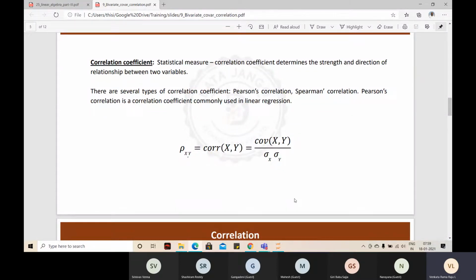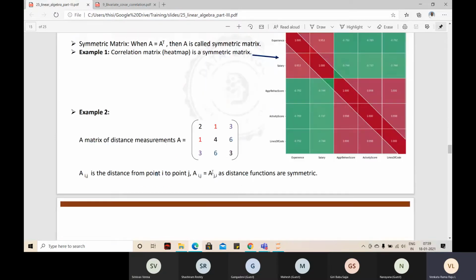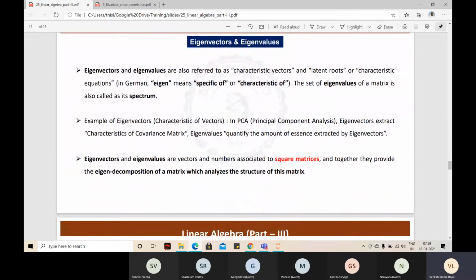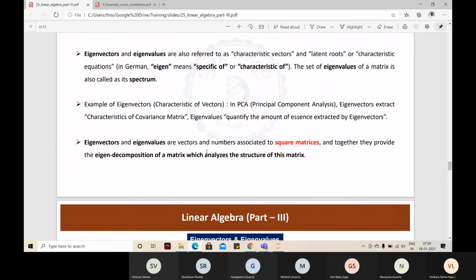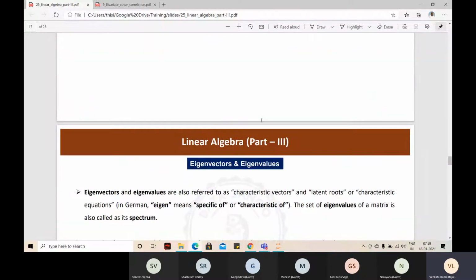In eigenvalues and eigenvectors, we calculate the covariance matrix, not the correlation matrix, and then try to extract the essence by using eigenvalue and eigenvector decomposition. We call it decomposition. Here eigenvectors will get the characteristic and eigenvalues will quantify the amount of essence each eigenvector extracted.